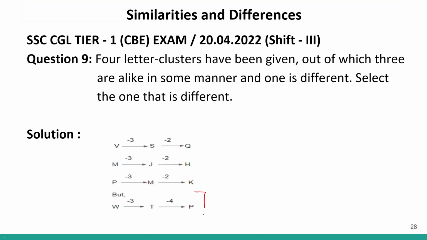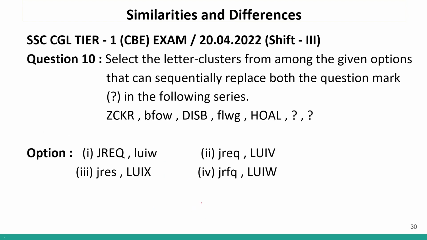Okay. So here you can see that only WTP follows a different logic. Now, we have to find two missing terms. So again, we have to consider this as one series, this is one series, and this as the second series. Or we can consider this as one series. So the first series will be Z, B, D, F, H, and then we have to find two terms. Now just solving this series only.